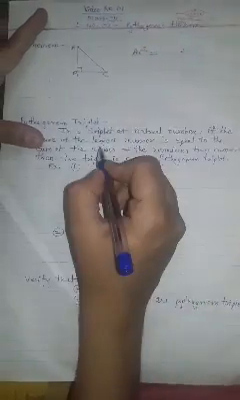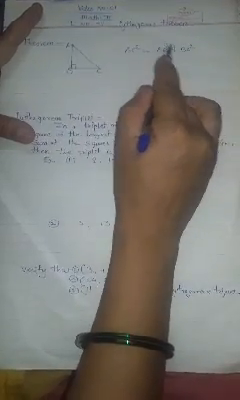So according to the Pythagoras theorem, the hypotenuse square is equal to the sum of squares of the remaining two sides. Which two sides? The remaining sides are AB and BC. So the hypotenuse square is equal to the sum of squares of the remaining two sides. This is the Pythagoras theorem.